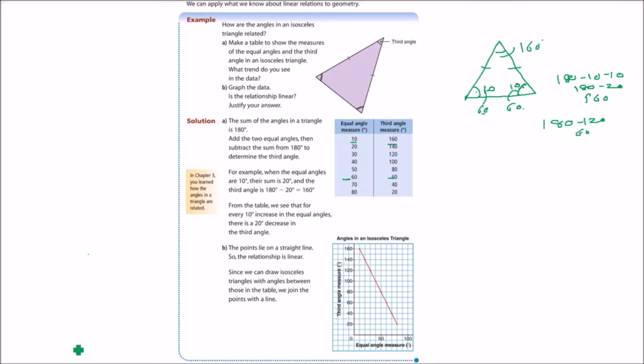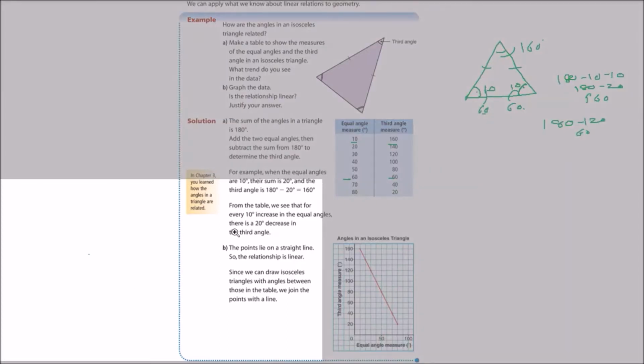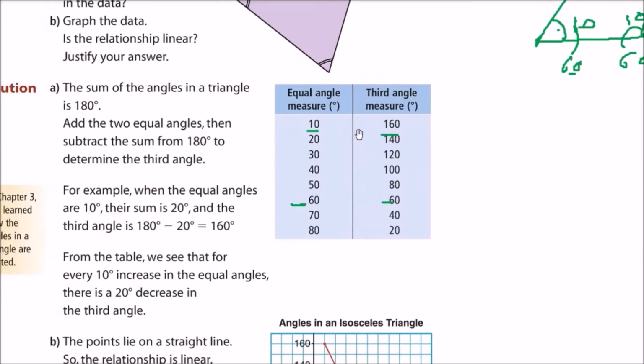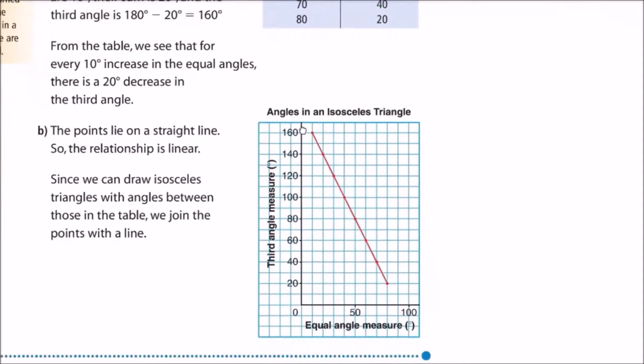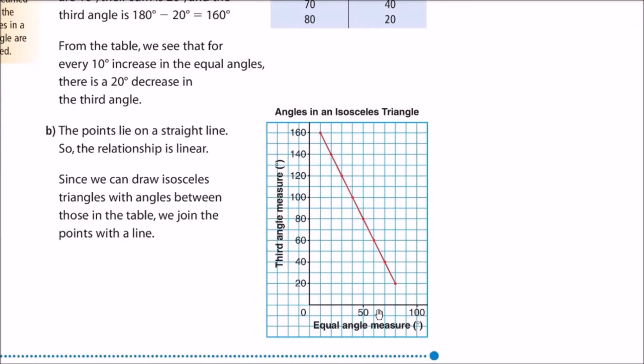But what you see here in this table is there is a proper trend, that is, for increase of 10 degree in the equal angle, there is a decrease of 20 degree in the third angle, which is the unequal angle. So we can make a graph of equal measure angle and the third angle measure, and we can make a line like this, or we can just join these points.